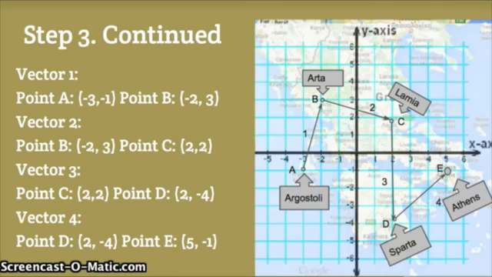Vector 1 has its point A at (-3, -1). Point B is (-2, 3). Our vector 2 is from (-2, 3) to (2, 2). Vector 3 is from point C, (2, 2), to point D, (2, -4). Vector 4 is from point D, (2, -4), to point E, (5, -1). These are the points that make up the vectors.